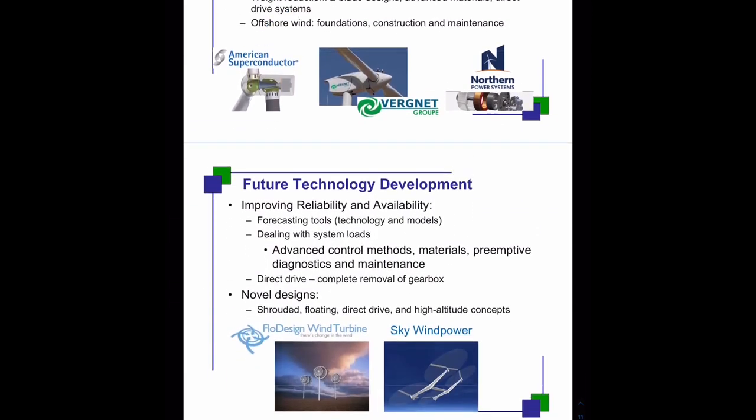maintenance. Future technology development, improving reliability and availability. We could improve reliability and availability by forecasting tools and dealing with system loads.